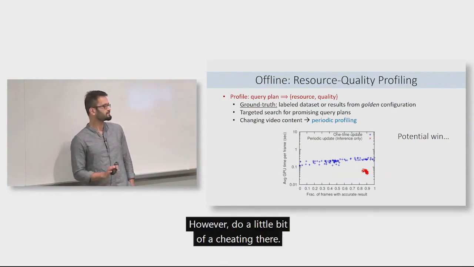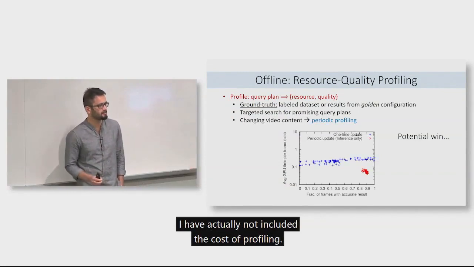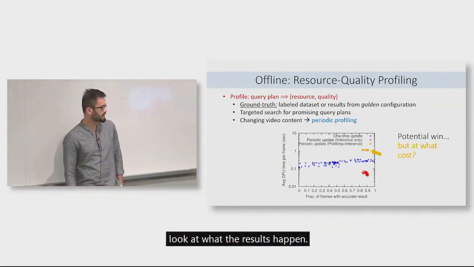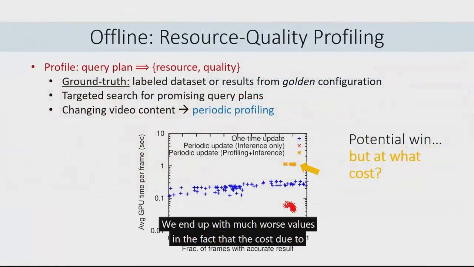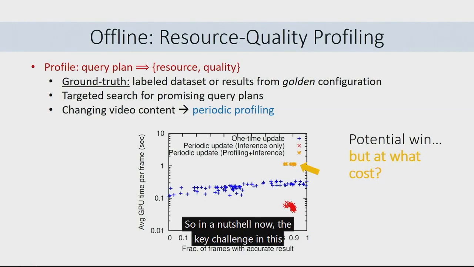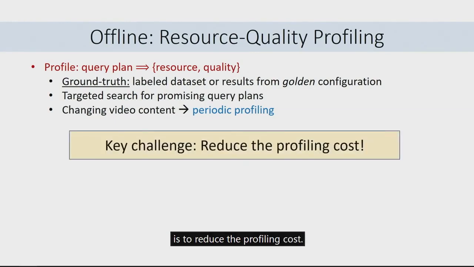However, I did a little bit of cheating there in that in this graph, I have actually not included the cost of profiling. When I do include that, look at what happens. We end up with much worse values, in that the gains due to smarter choices are all wiped away by the additional cost we've paid in doing this profiling to get these choices at all. So in a nutshell, the key challenge now is to reduce the profiling cost.